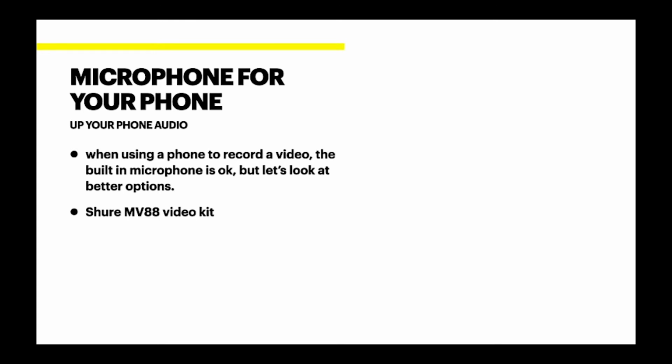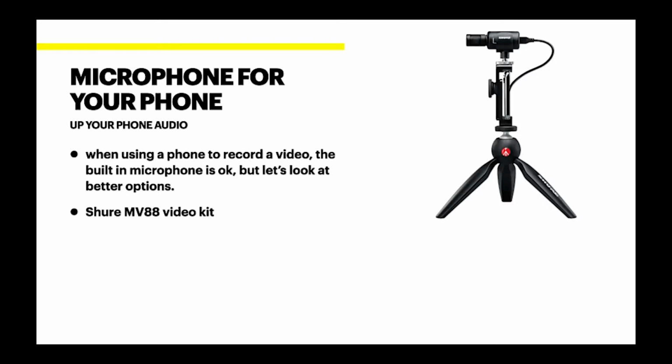The Shure MV88 Video Kit. It has a stand with a base. It can be angled. It holds your phone, clips it in, and the microphone sits right on top of that and plugs right into your phone. It's a really handy unit, and I borrowed one for a couple months and I loved it. It's a great setup.